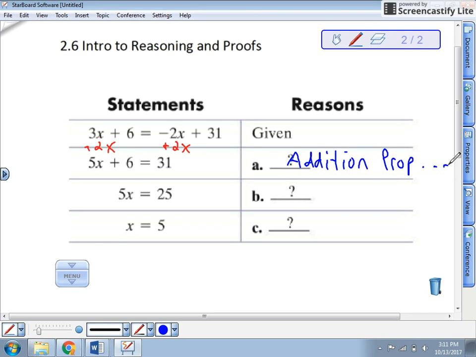Now we go from 5x plus 6 equals 31 to 5x equals 25. Well, what happened to that plus 6? They must have subtracted it from each side. So that's what we're going to put right here, subtraction property.